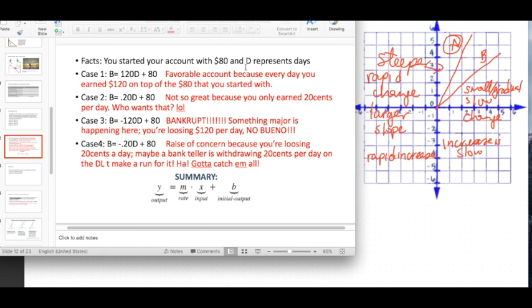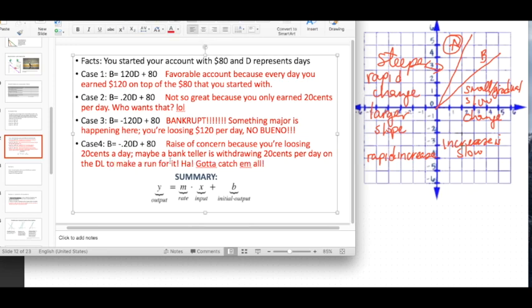On my other slide, I more or less went into the facts. So you started your account with $80 and D represents the days. This account is what you call a favorable account because every day you earned 120 on top of the $80 you started with. And then account number 2, not so great because you only earn 20 cents per day. Who wants that? And then case number 3, you're bankrupt. Something major is happening here. You're losing $120 per day. No bueno. And then case 4, a raise of concern because you're losing 20 cents a day. Maybe a bank teller is withdrawing 20 cents per day on the DL to make a run for it, and you gotta catch them, right?